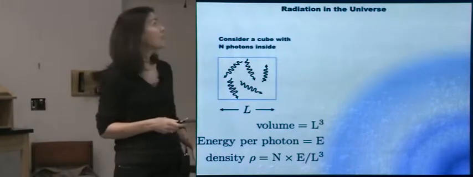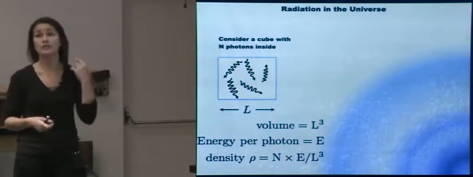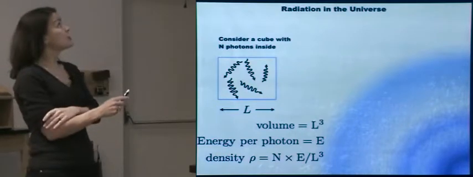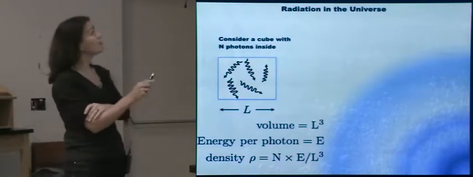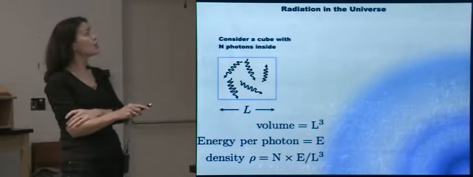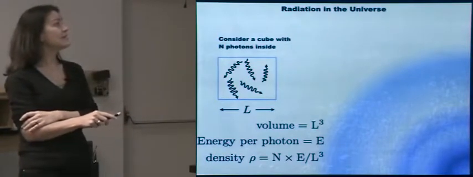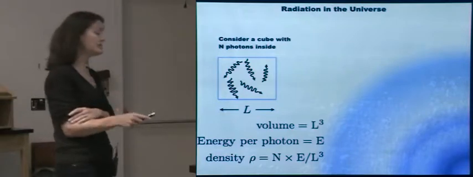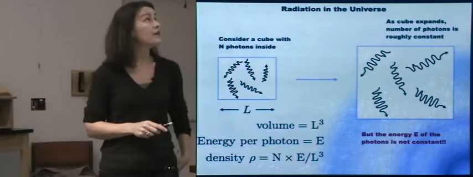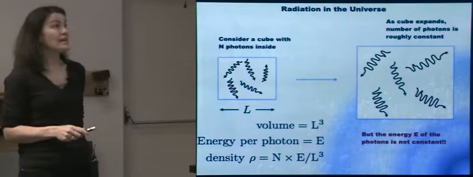What happens now if we, instead of putting particles in there, we put light? We put light particles, which are photons, which have an extra component, which is their wavelength. So we start off at t equal to 0, a very early universe scenario where we still know the volume of the box is L cubed. We say the energy per photon, we'll just call that E. And then the density is given by the number of photons times the energy divided by the volume of the box. Then we let this box expand. The number of the photons has not changed in this simple picture, but the energy has actually changed.